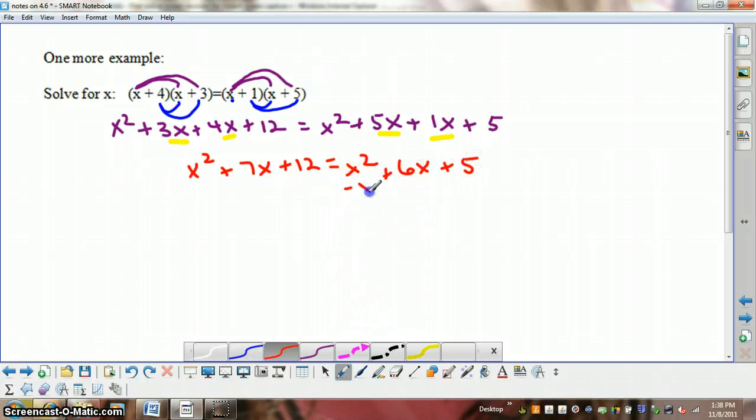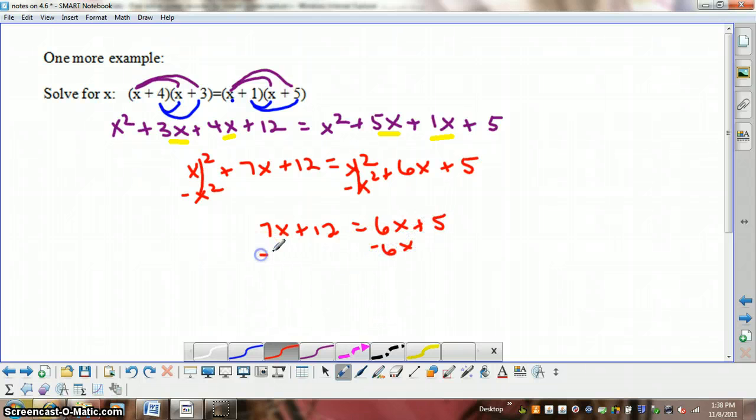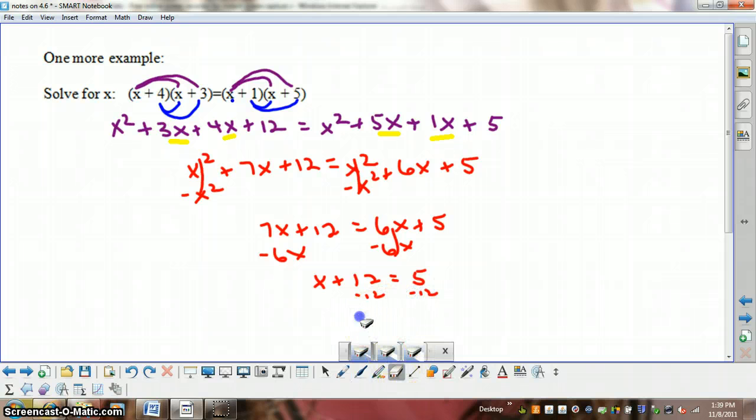I'm going to subtract x squared from both sides. And notice when I do that, the x squared terms cancel. So we're left with 7x plus 12. And that is equal to 6x plus 5. I'm going to subtract 6x from both sides to get the x by itself. So we have x plus 12 equals 5. So that means that x is, when I subtract 12 from both sides, I get that x is negative 7.